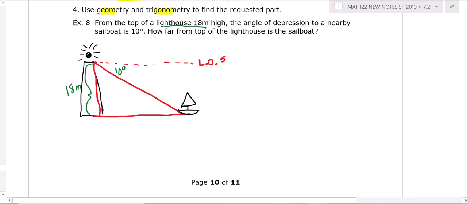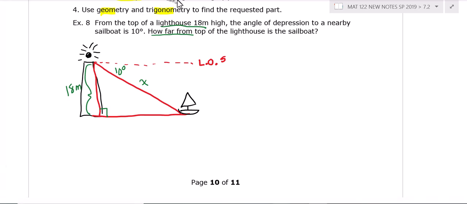Okay, so what we have so far is a right triangle. And then the question is, how far from the top of the lighthouse is the sailboat? So you're actually looking at this hypotenuse right there. That's what it says. How far from the top is the sailboat?